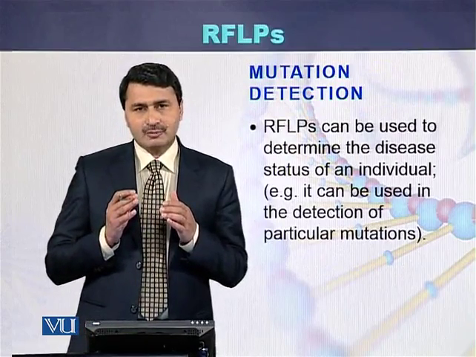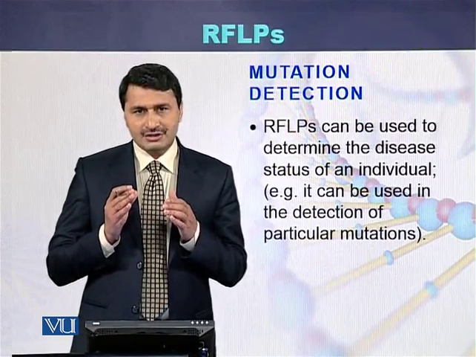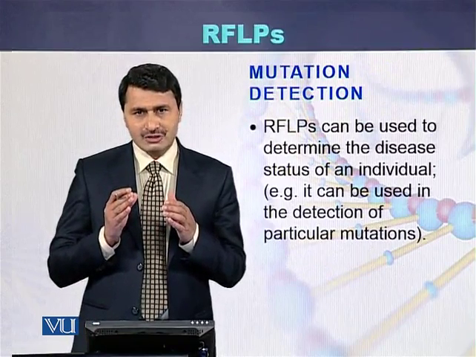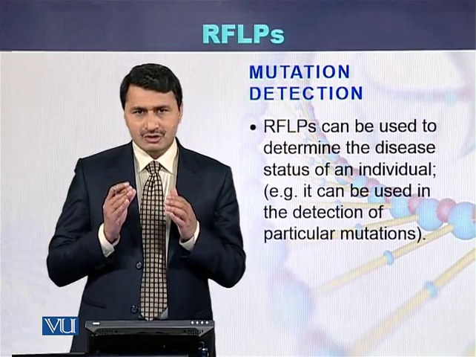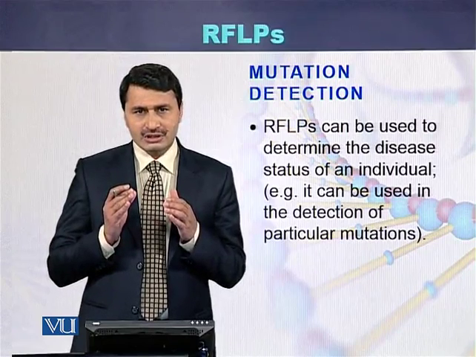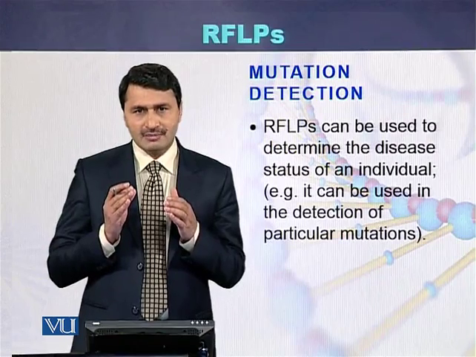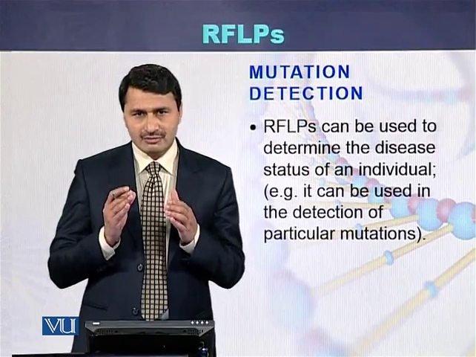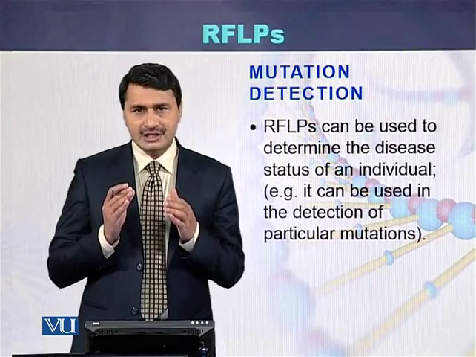Restriction fragment length polymorphism also helps in the detection of mutations which are present in certain individuals and causing diseases. So we can say that restriction fragment length polymorphism has many uses, and mostly this technique is used for identification of mutations in individuals that have certain hereditary diseases.